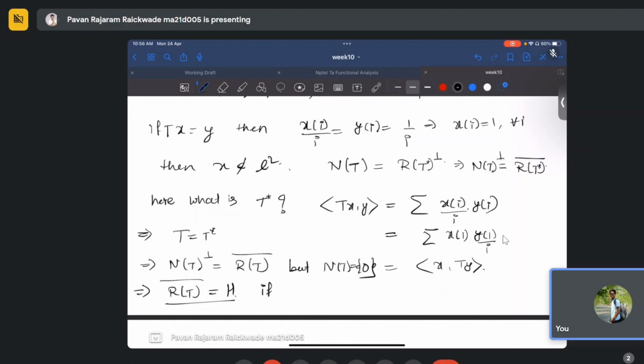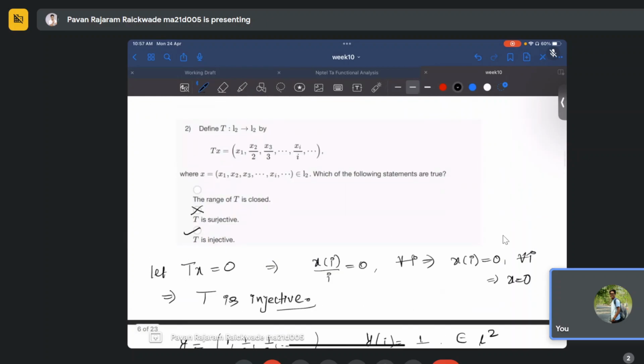So if the range space of T is closed, then T is surjective. But we have just shown that T is not surjective. It doesn't have a pre-image for the sequence 1 by n. So we are through. Oh, sorry. The range space is not closed.